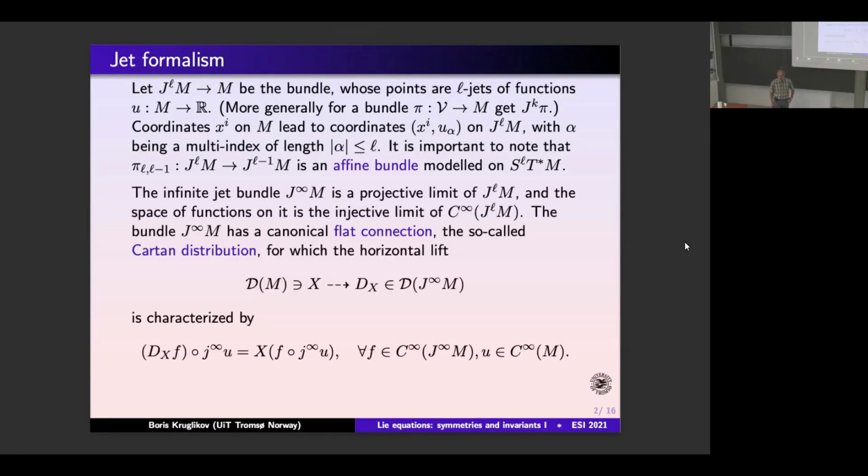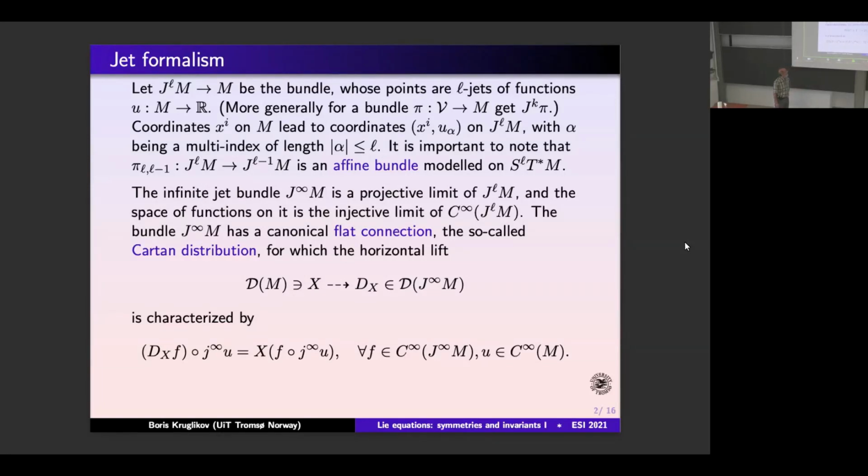And when we go to infinite jets, it's just the projective limit because we have this tower of projections. So when we go back, we pick up the infinite decomposition. And the space of functions on it is actually the injective limit of the spaces of functions on finite jets because it's embedded now. So any function on infinite jets actually depends on finitely many arguments.